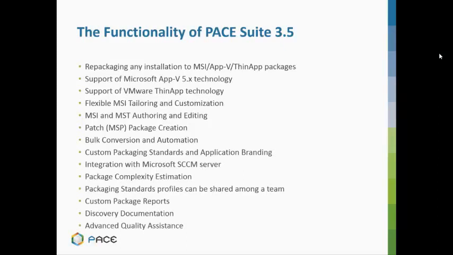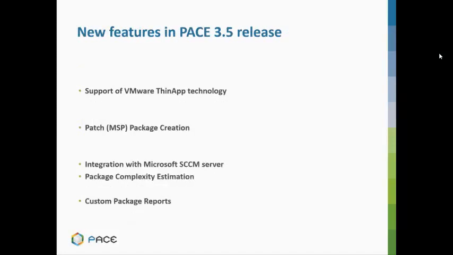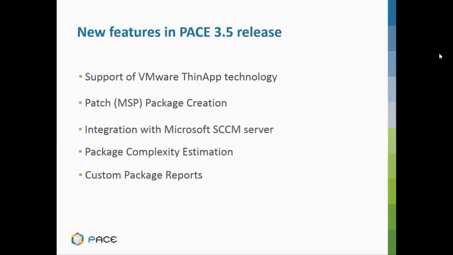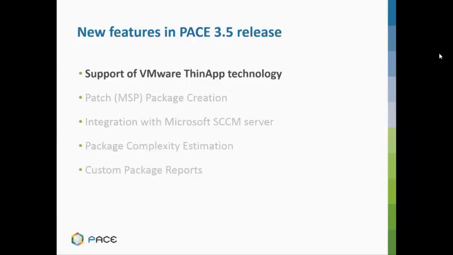The greater part of these functions is already familiar to the existing users, to the users of previous versions of PACE. And today we want to talk about the new functionality of the new version 3.5 added to the latest release. And we would like to highlight the 5 main points added to the new release. So they are support of VMware ThinApp technology, the possibility of creation of patch package, integration with Microsoft SCCM server, package complexity estimation, and custom package reports. And we propose to go through them one by one.